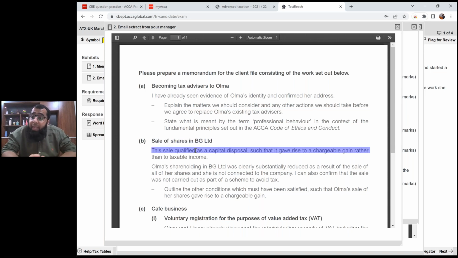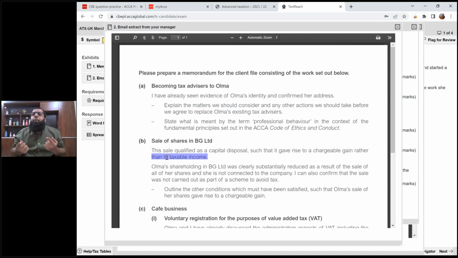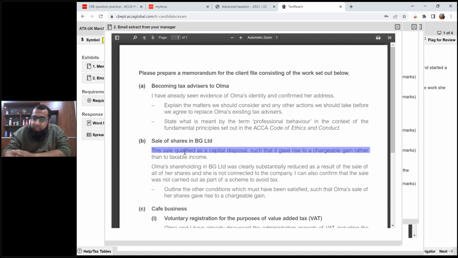This sale qualified as a capital disposal such that it gave rise to chargeable gain rather than to taxable income. Now, if you remember, the repurchase of shares is treated in either of two manners: one is CGT treatment and one is income tax treatment. So he's saying that the sale qualifies as a capital disposal, so you are not required to make any argument on it.